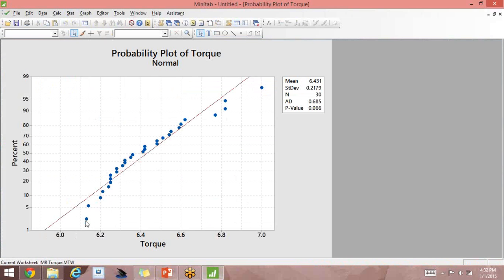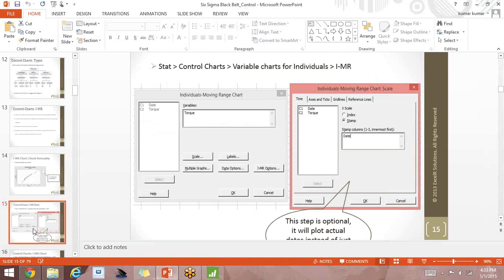This is a straight line and these are the various torque values, the blue dots. The closer these blue dots are to the line, the higher the p-value will be. If the p-value is greater than 0.05, straight away you say that yes, data are normal. Only if data are normal, which is the case here, you proceed with the IMR chart. Yeah, so this is how we need to navigate.